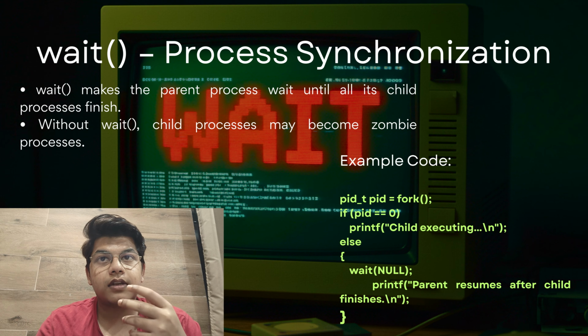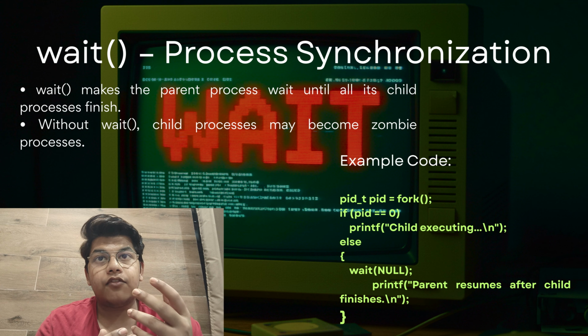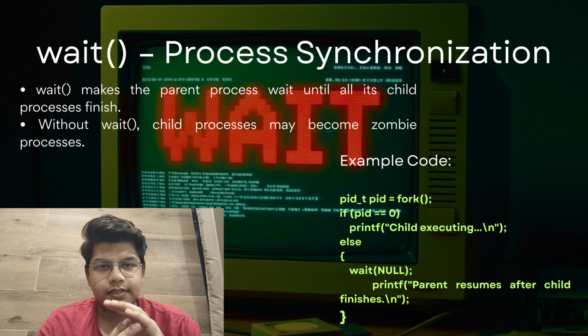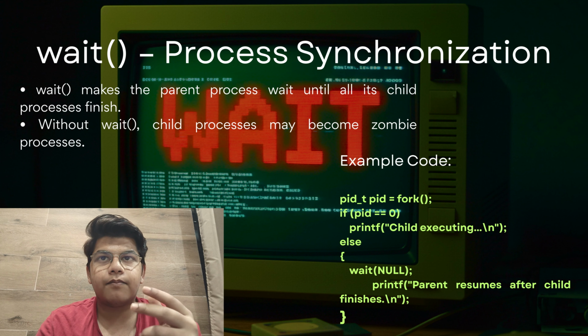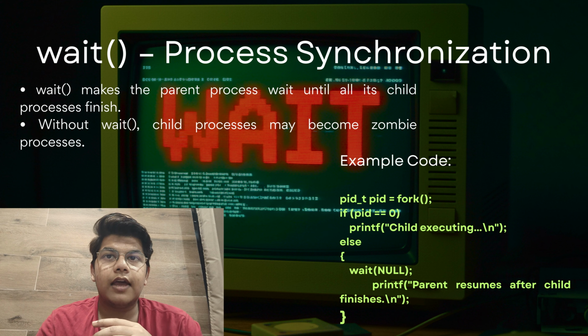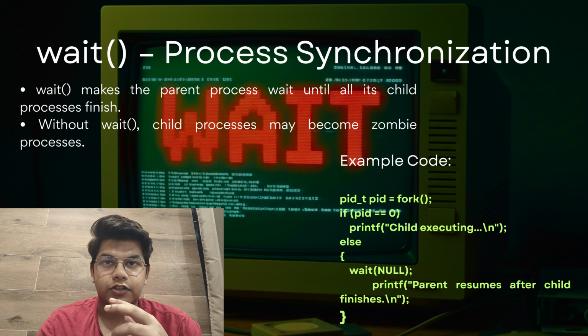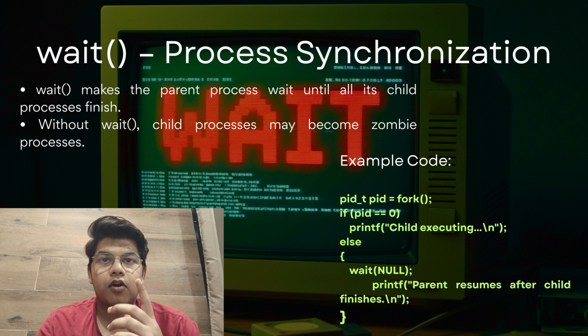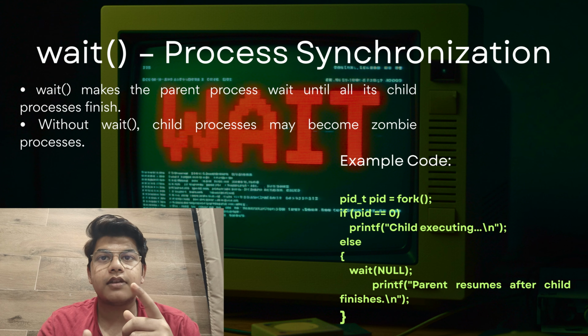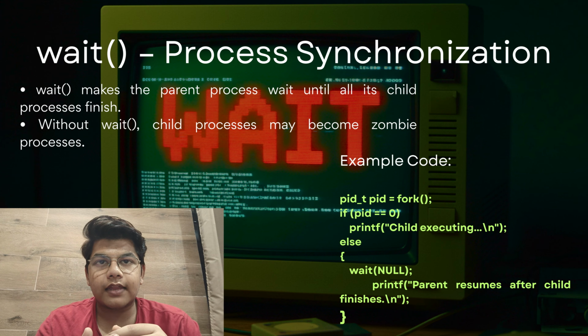It's dead but still has an entry in the process table because the parent hasn't read the exit status. Here's a simple pattern: pid equals fork. If pid equals 0, printf child executing, else wait NULL, printf parent resumes after child finishes. In this code, the parent blocks inside the wait NULL command until the child exits, preventing zombies and ensuring the parent can gather the child's exit status.